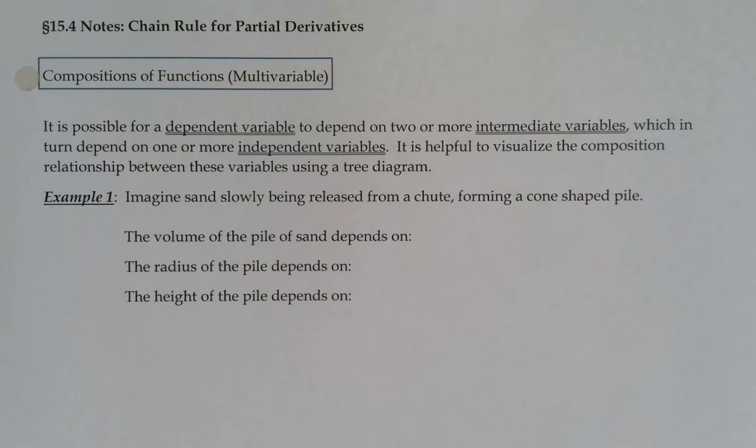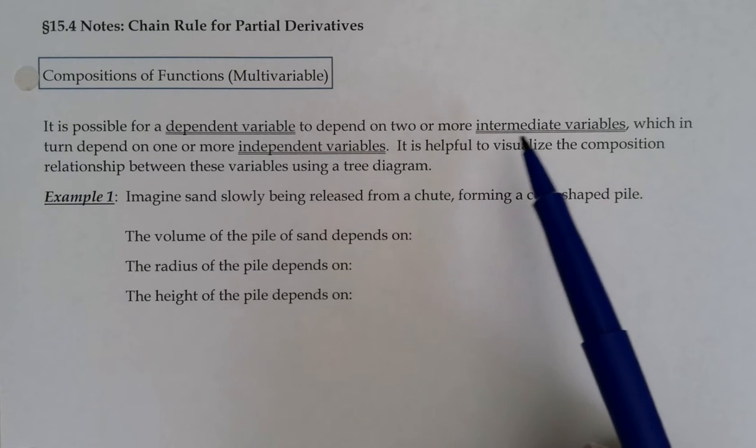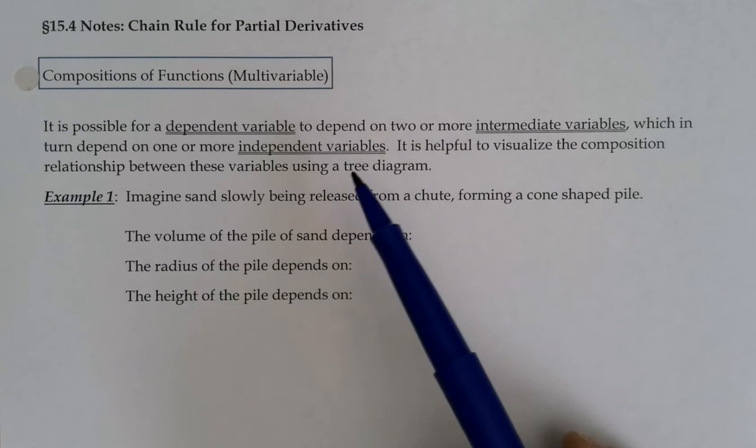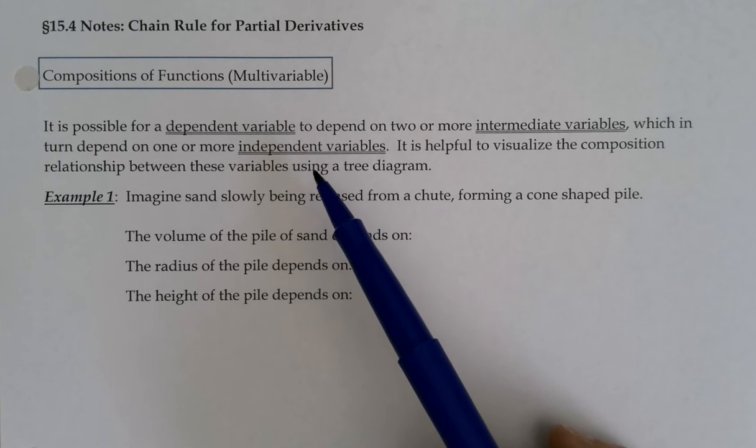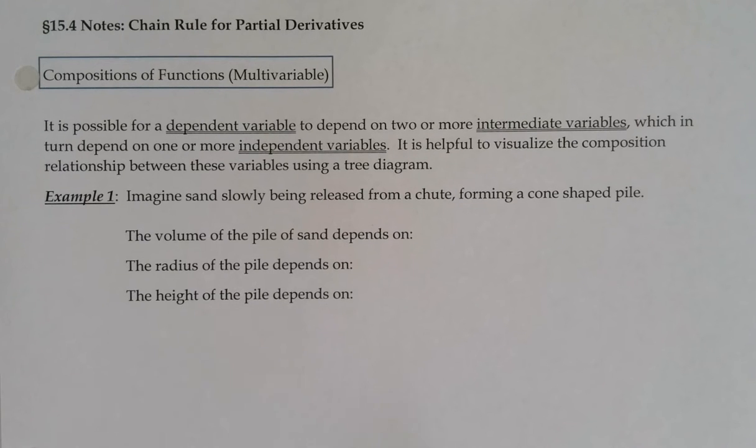Now that we know how to take partial derivatives, we want to expand that knowledge to composition of functions because, of course, many functions that we're going to work with have not just one but two variables or more. So we have dependent variables, and they depend on two or more intermediate variables, which will in turn depend on one or more independent variables. So it's helpful to visualize this composition using a tree diagram. So I'll make a tree diagram as we go.